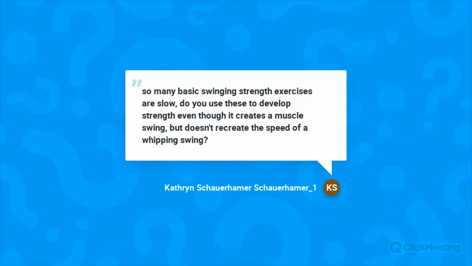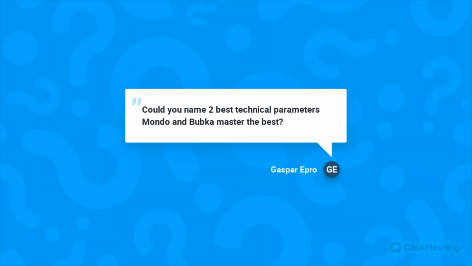Cool. As a summary, could you name two of the best technical parameters of the best on the pole?